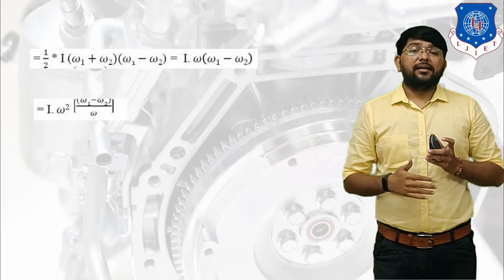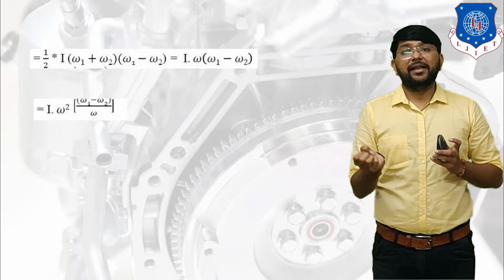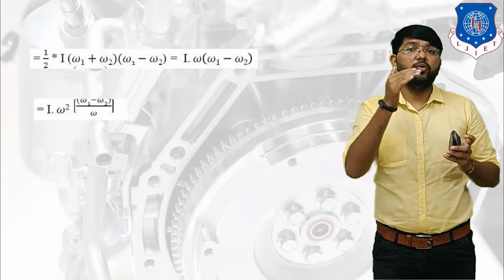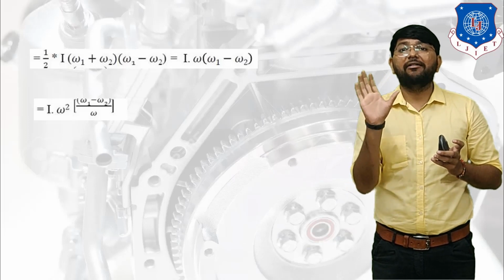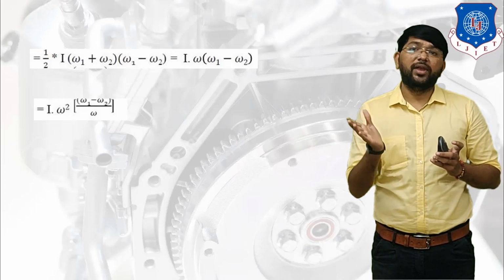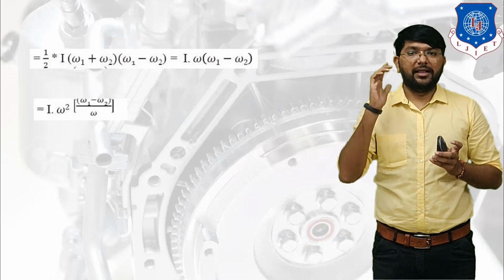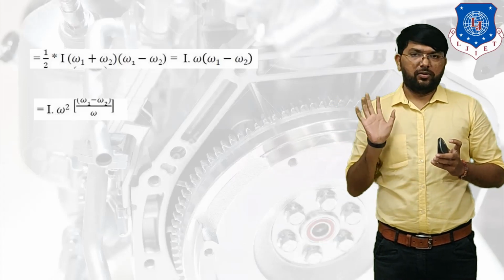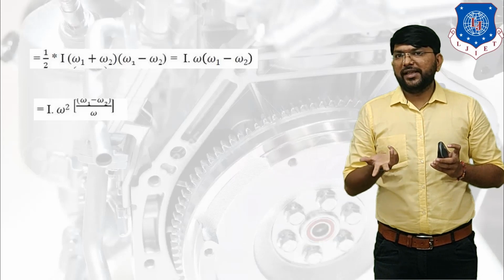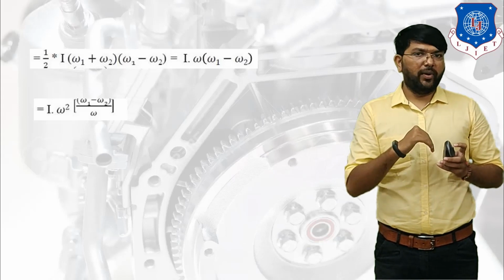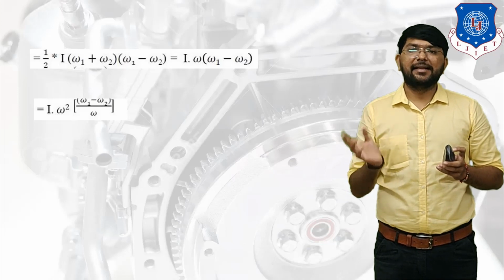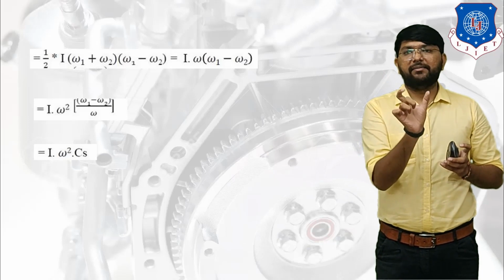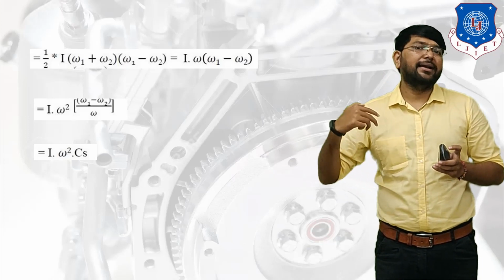Clear? Now we have to write the coefficient of fluctuation of speed in this formula. Clear? Now what is the equation of the coefficient of fluctuation of speed? That is (ω1 minus ω2) upon ω. But in this equation we don't have ω in the denominator, so we multiply and divide by ω. Then this equation is converted into the form Iω² (ω1 minus ω2) upon ω. Clear? Now we have the equation of CS, that is (ω1 minus ω2) upon ω. So we replace this value with CS. Then the equation is converted into the form Iω²CS. So one more equation of maximum fluctuation of energy is Iω²CS.